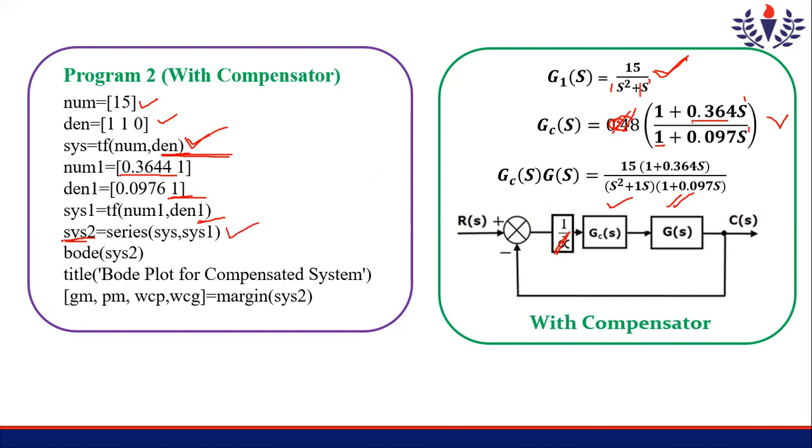So for this system, we are applying the Bode plot. We are applying the Bode of SYS2, and for this, we are placing the title as Bode plot for compensated system. And from this system, we need to identify what is the new gain margin and what is the new phase margin we are getting. Whether we are getting the desired value or not, we need to cross check now.